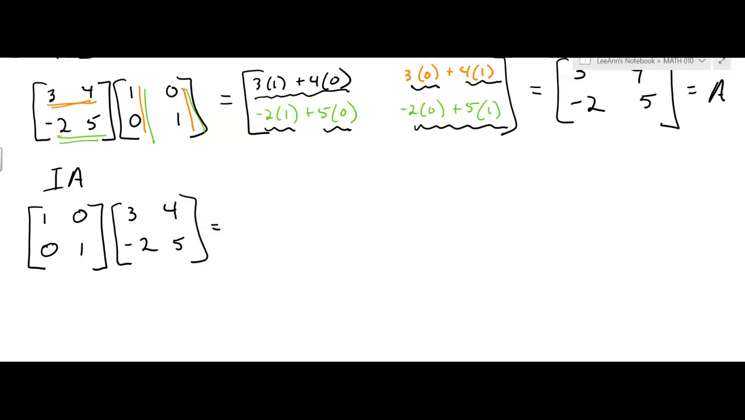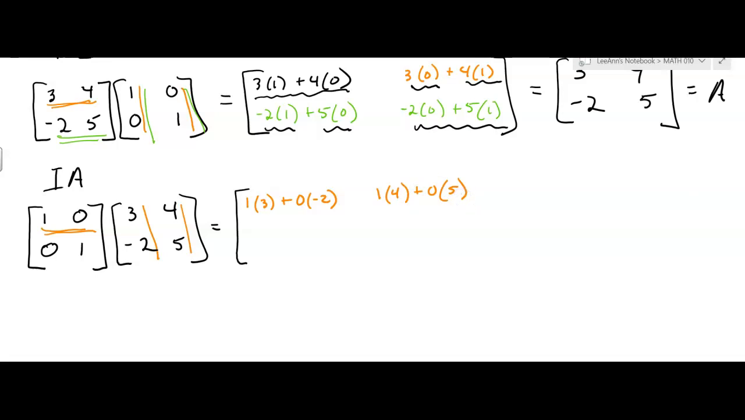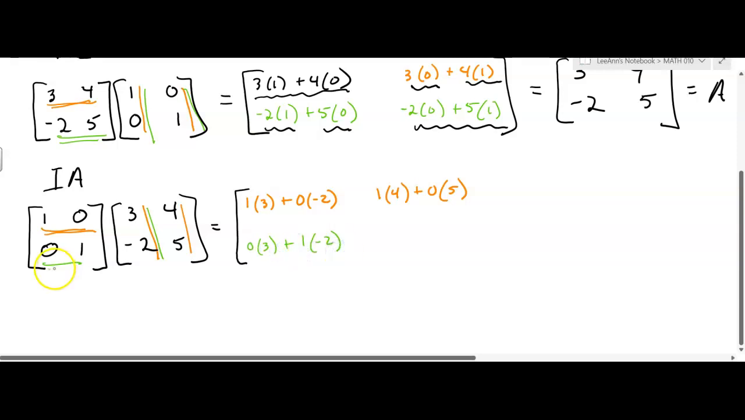So we're going to take first row, first column. Let me make my brackets here. First row, first column: 1 times 3 plus 0 times negative 2. Now first row, second column: 1 times 4 plus 0 times 5. Now we're going to switch to the second row, first column: 0 times 3 plus 1 times negative 2. And then the second row, second column: 0 times 4 plus 1 times 5. Okay, so that closes that matrix off.